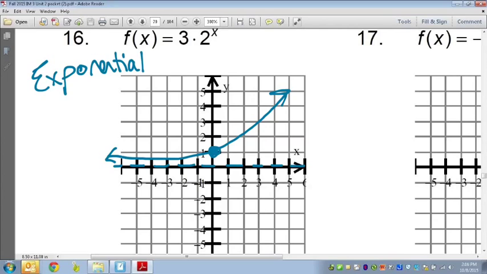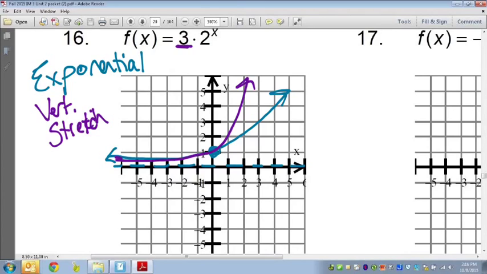Okay? But then I notice there's no reflection because there's no negative. There's no shift because there's nothing with x, or on the back end with y. But there's this 3 in front. Which means this is going to be a vertical stretch. So a vertical stretch, meaning it's still going to come here, but it's going to go up a lot faster, right? It's because the slope is a little bit more steep. So this is going to be a vertical stretch, and that means it's going to be stretched a little bit higher once it crosses at 0, 1.